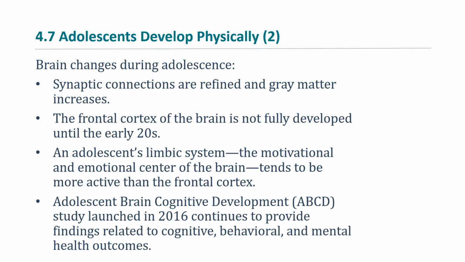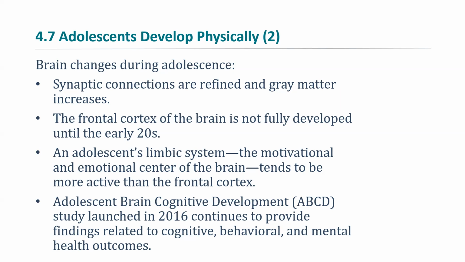The frontal cortex of the brain is not fully developed until the early 20s. In particular, the prefrontal cortex. Remember, that's the very front part of the frontal lobe, and it's involved in such things as decision making, impulse control, and planning. And once again, that's not going to be done until the early 20s. It's the last part of the brain that's still developing.